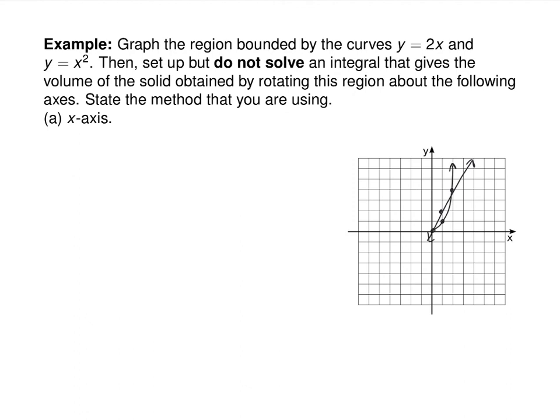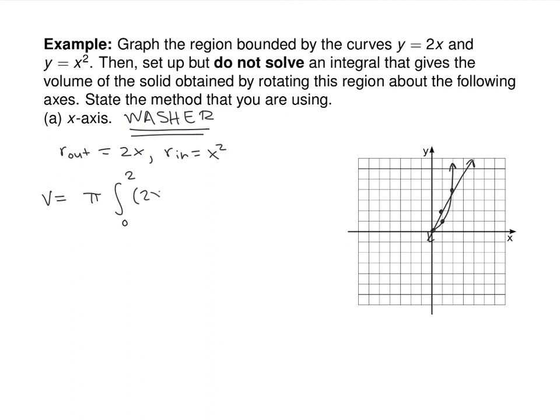So you pick x-axis, you could do whatever you want. I am just going to choose to use the washer method, although the disk method is actually also possible, washer, disk, same thing. The shell method is actually also possible. So for the washer method, your R out is 2x, your R in is x squared. So the volume would be given by pi integral 0 to 2, 2x squared minus x squared squared. And simplify it however, but that will give your volume.